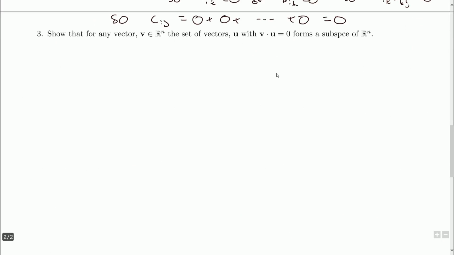And now, for 3, show that for any vector v, the set of vectors u with v dot u being equal to 0 forms a subspace. Oh, it looks like they had a typo here. Subspace of R^n.